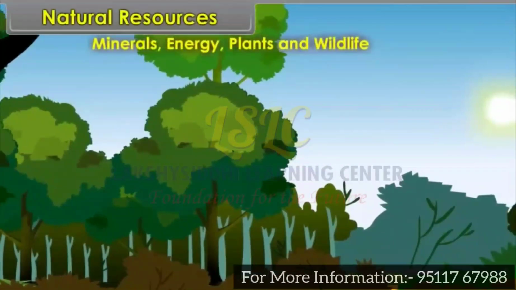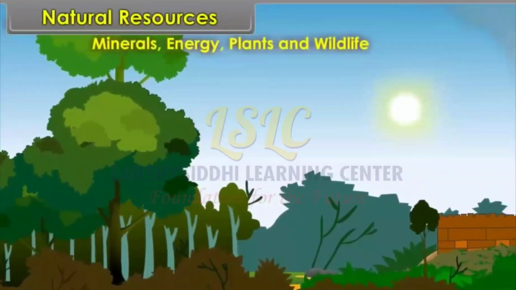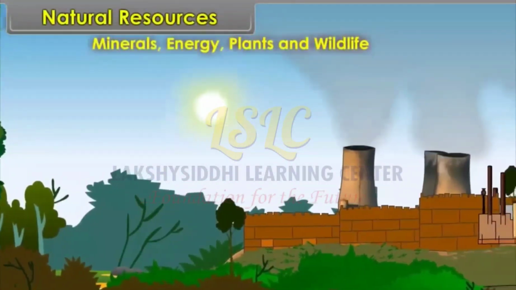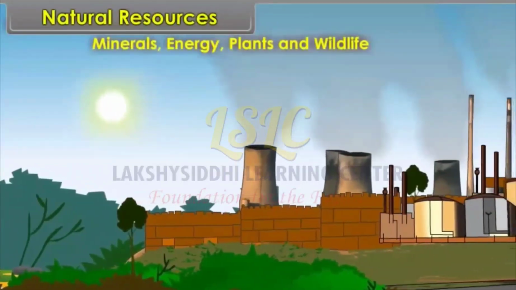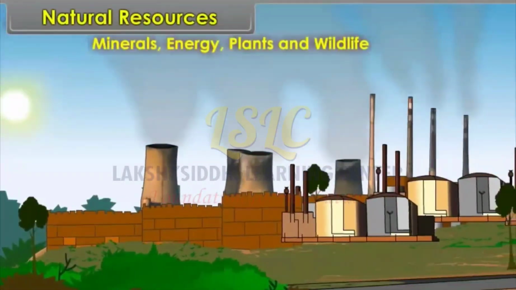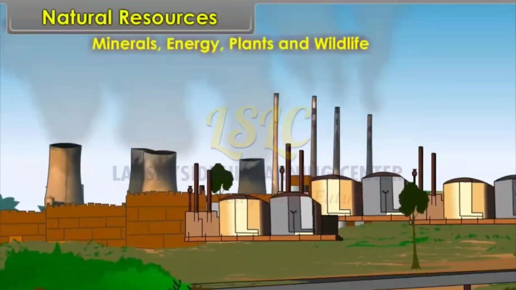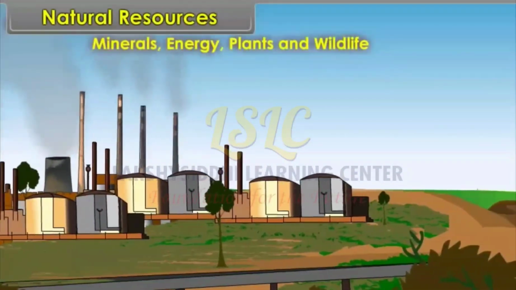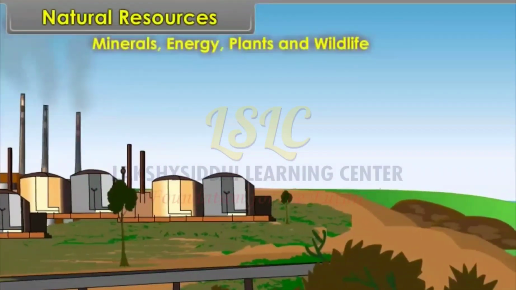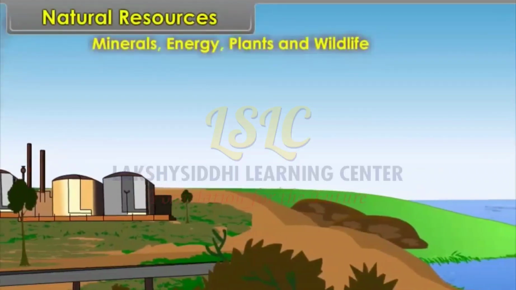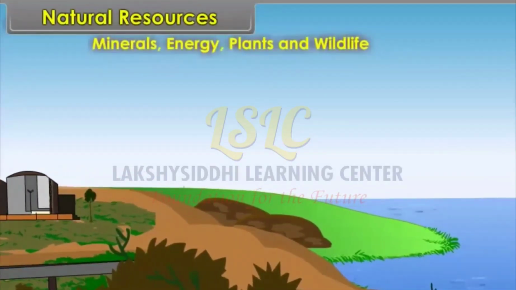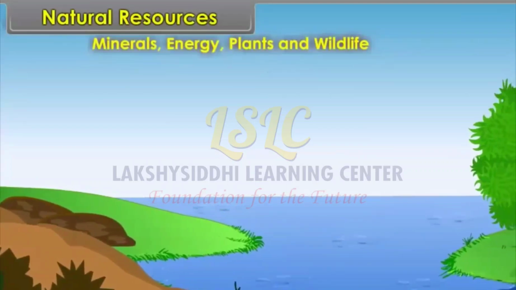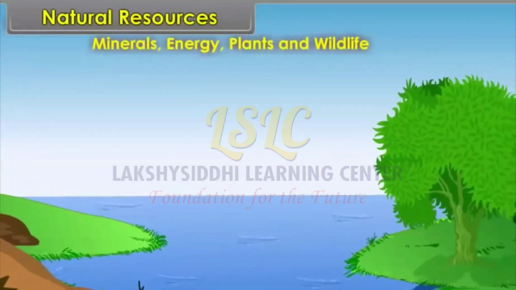Natural resources: minerals, energy, plants and wildlife. The economic development of a country largely depends upon its capacity to use and convert its natural resources into useful goods. Minerals and power resources are important natural resources which provide the basis for industrial development of a country. The natural growth of all types of plant life is termed as natural vegetation. The vegetation of different parts of the world is affected by the amount of sunlight and the amount of rainfall.